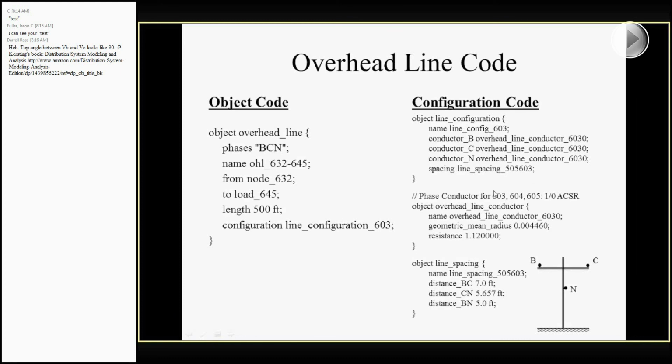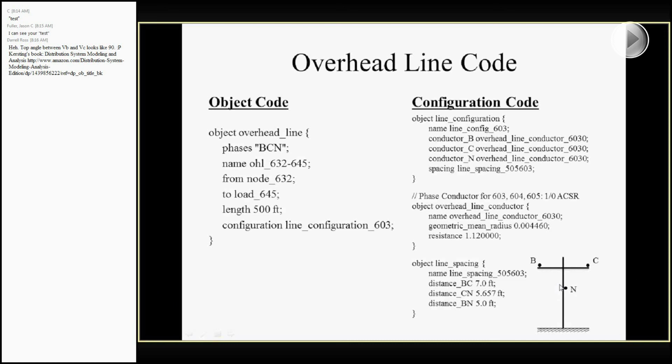So the conductor information has just some generic information you would expect for a piece of wire in the air. Basically how big it is and how much resistance per mile there is. If you get into the line spacing, that tells you the physical layout again. So it'll tell you the distance between phase B and C is 7 feet, but the difference between C and the neutral is 5.657, and B and the neutral is 5 feet. So this neutral is probably actually supposed to be on the other side of this line.